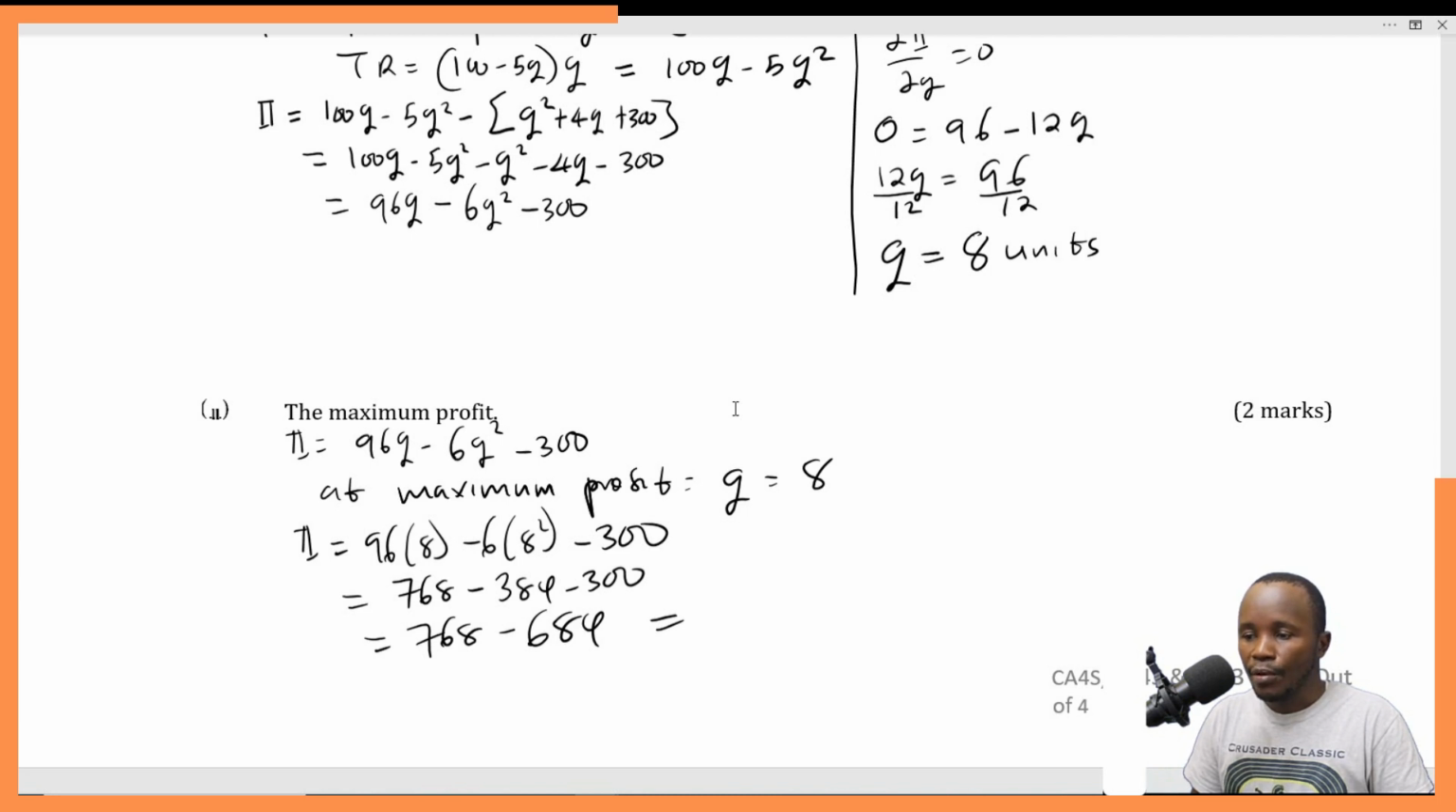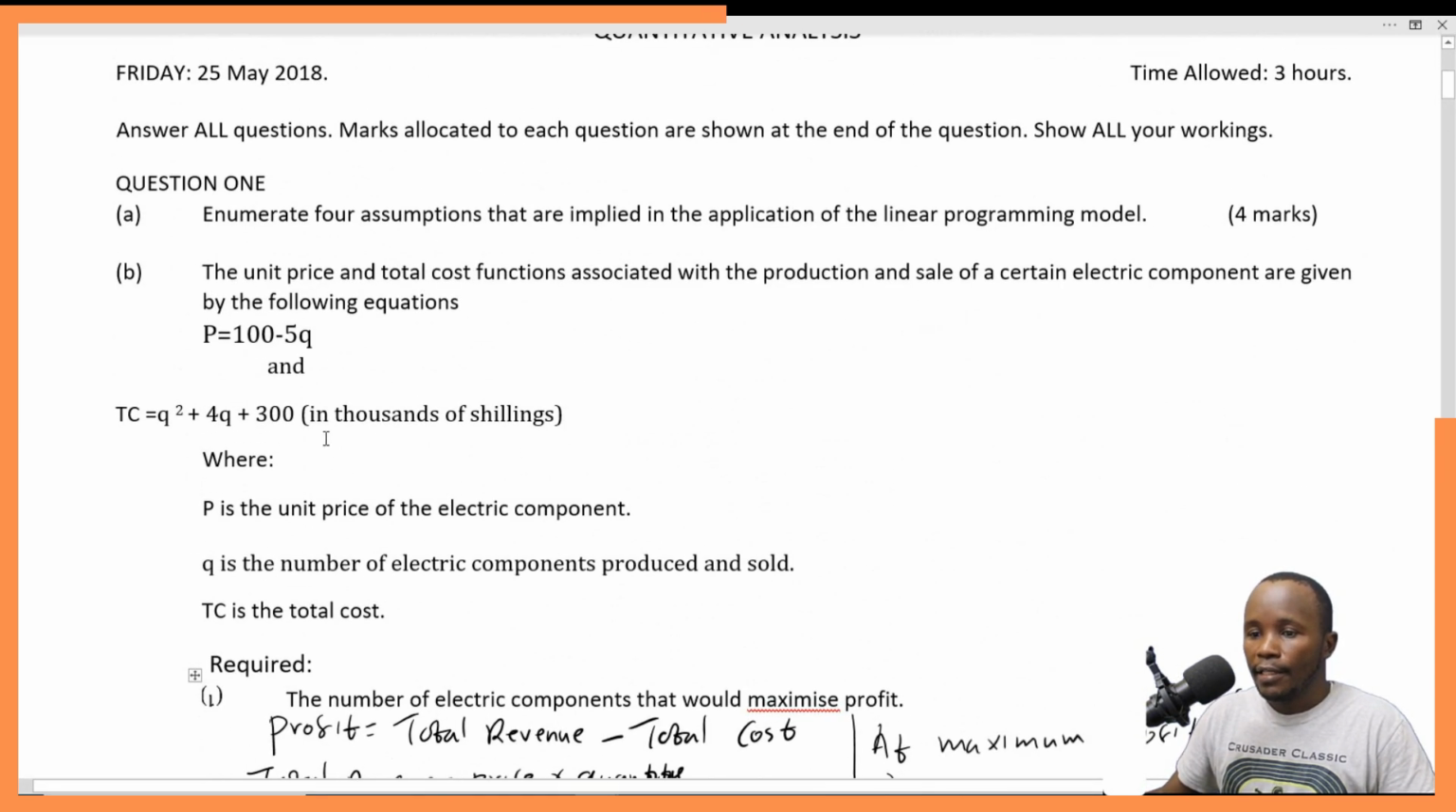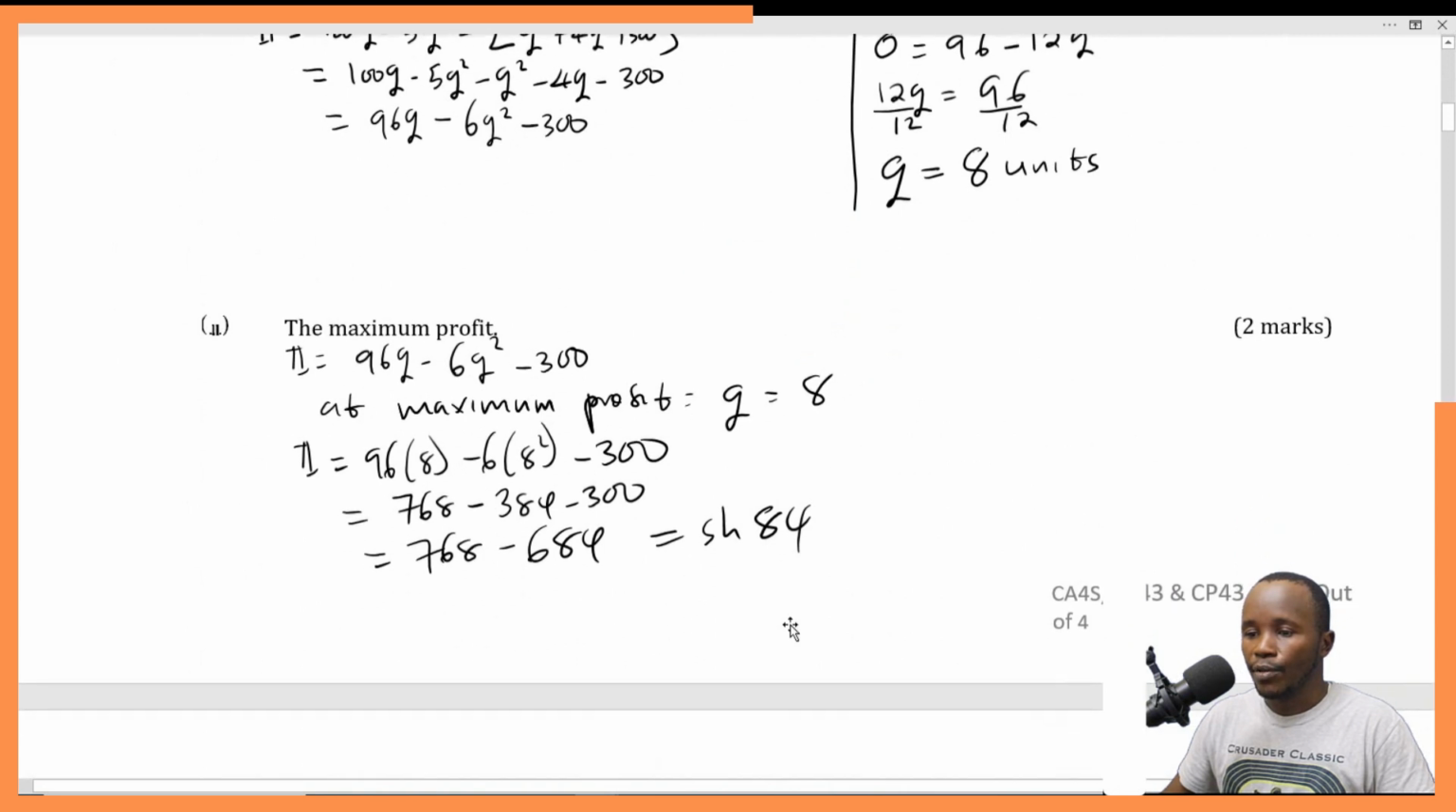And remember, these were in thousands of shillings. So I will have 768 minus 684. This gives me 84. This 84 was in thousands of shillings. Since I've been working with them in that form, you can see that all these are in thousands of shillings. So this is 84,000, because the question tells you that the figures were in thousands of shillings.